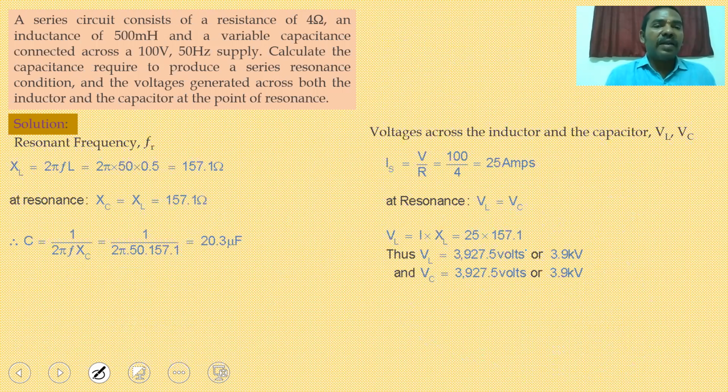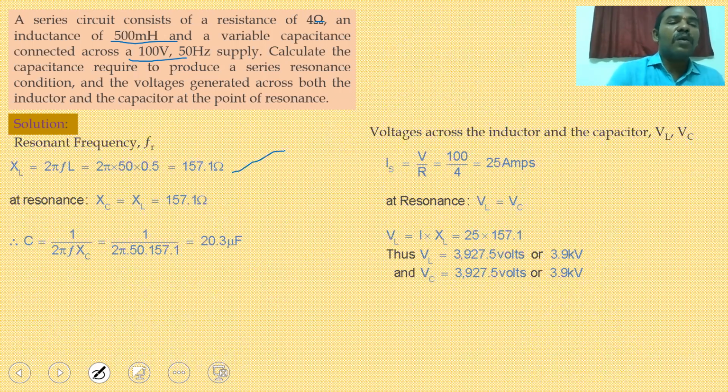So here they are given the resistance value 4 ohms, the inductance value 500 millihenry, and a variable capacitance. It is connected to a supply of 400 volts with a 50 hertz frequency. So we have to calculate the capacitance under resonating condition, and also the voltage drop across the inductor and the voltage drop across the capacitor under resonance condition.